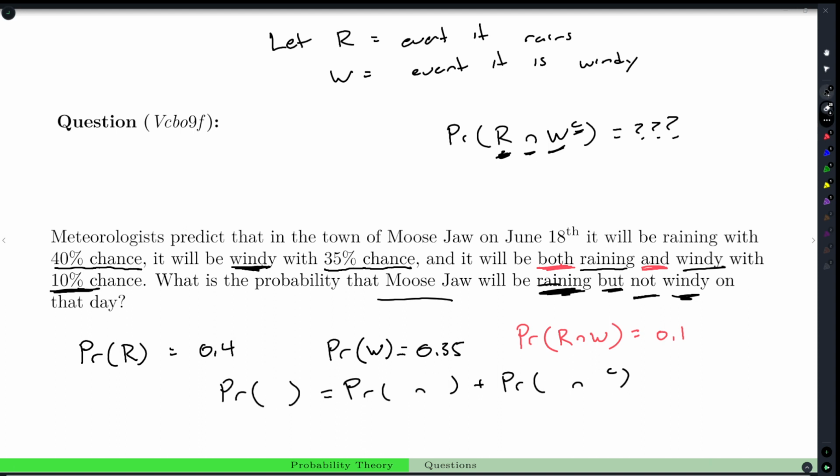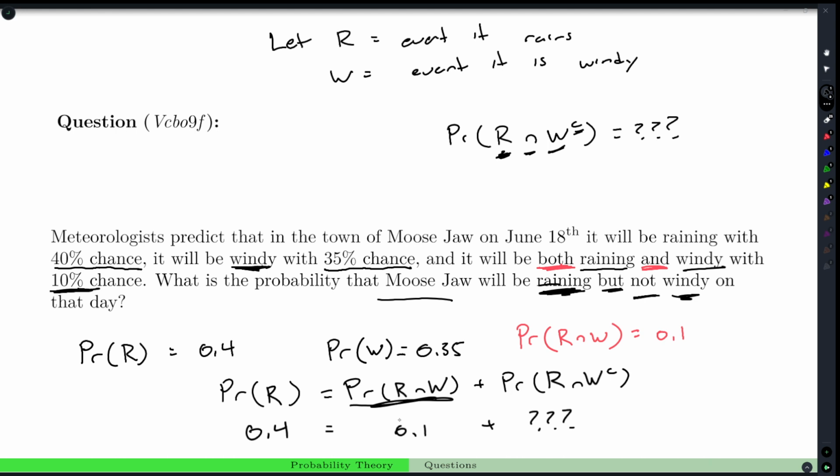But if we come along and play the replacement game, the probability of R, that it rains, can be broken down into the chance of it raining and windy, the intersection of R and W, plus the probability that it's going to rain, but there's no wind. Well, we know this is 0.4. They gave us that in the question. We know the intersection has a probability of 0.1. And then, well, the other one's the one we're missing.